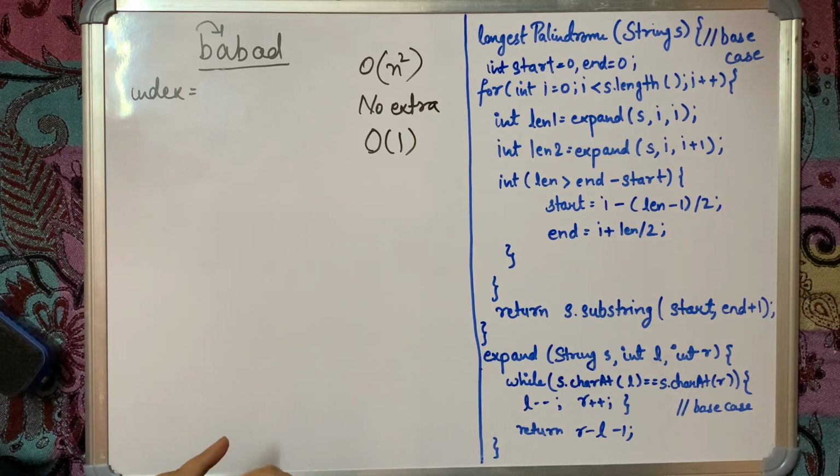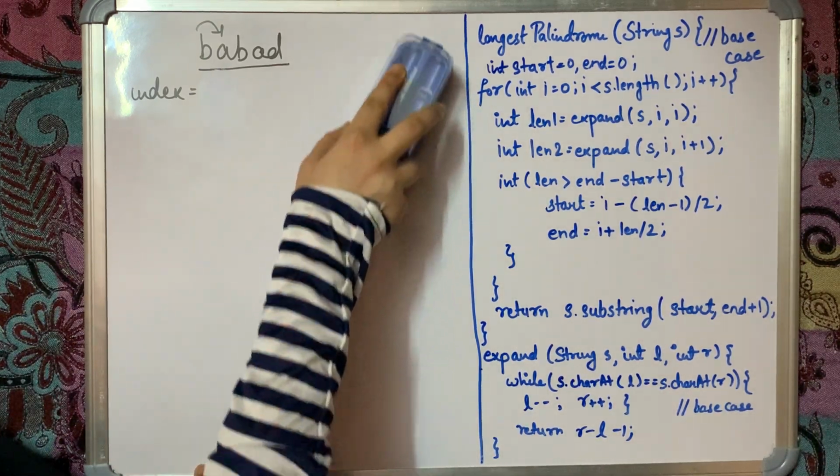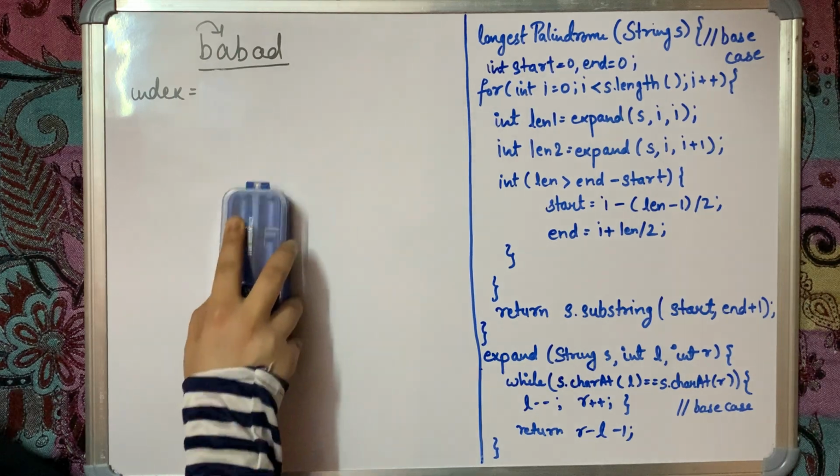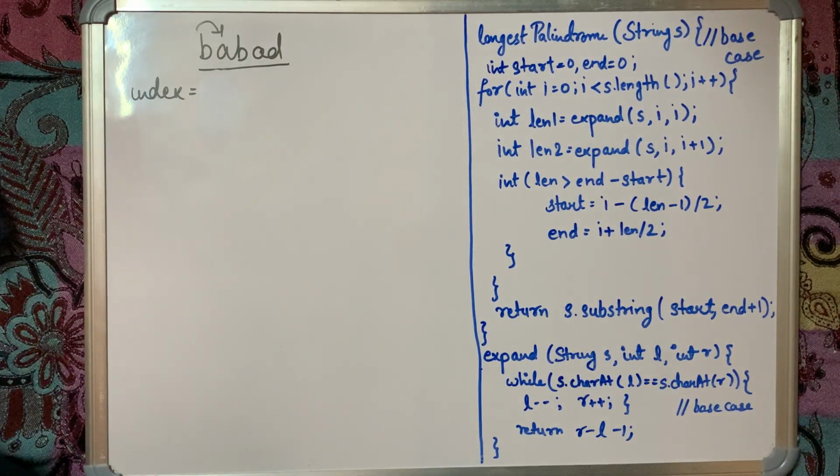This is a bit different from the dynamic programming approach, DP, which can also be used for solving this, but here we will talk about a solution in O of n square time and no extra space. So without further ado, let's deep dive into the solution. I will talk a bit about how it works.